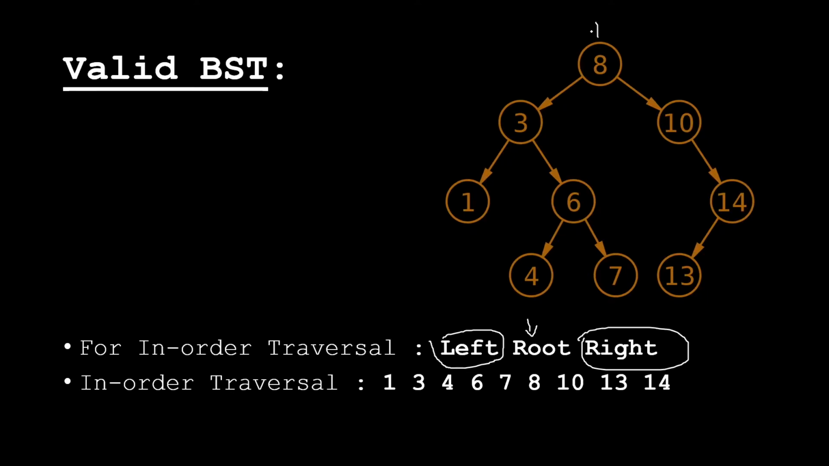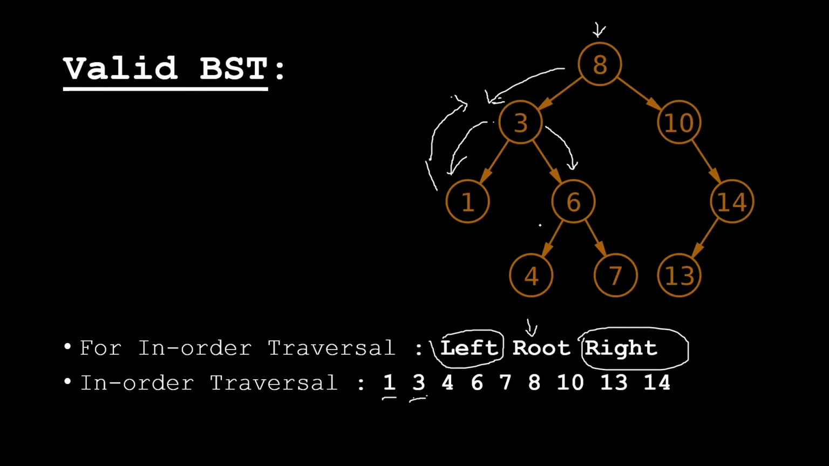First we will be at 8, right? We first need to go to the left subtree. We'll go here, and again we need to go left from 3. 1 doesn't have any left subtree, right? So we need to acquire the root. So we got 1 first. 1 doesn't have any right subtree, right? So we need to go back again to 3. Now we need to acquire the root node, which is 3. So we got 3.